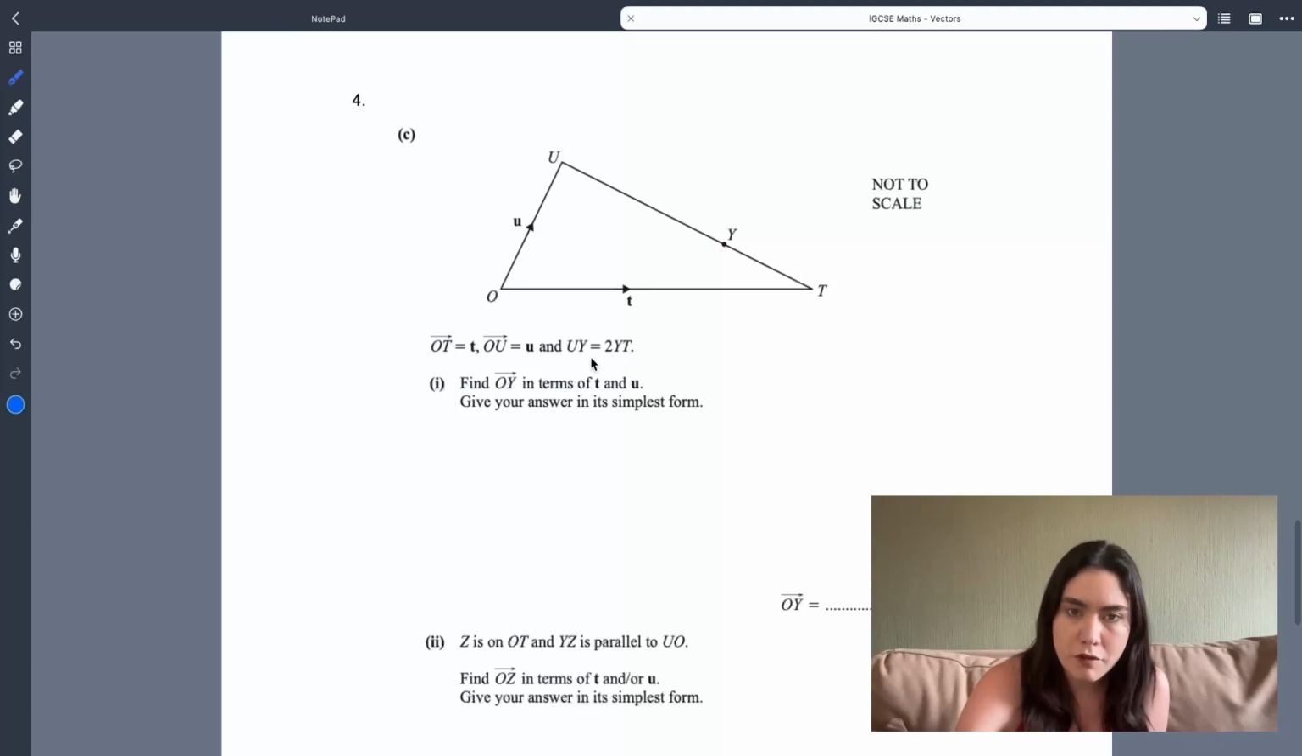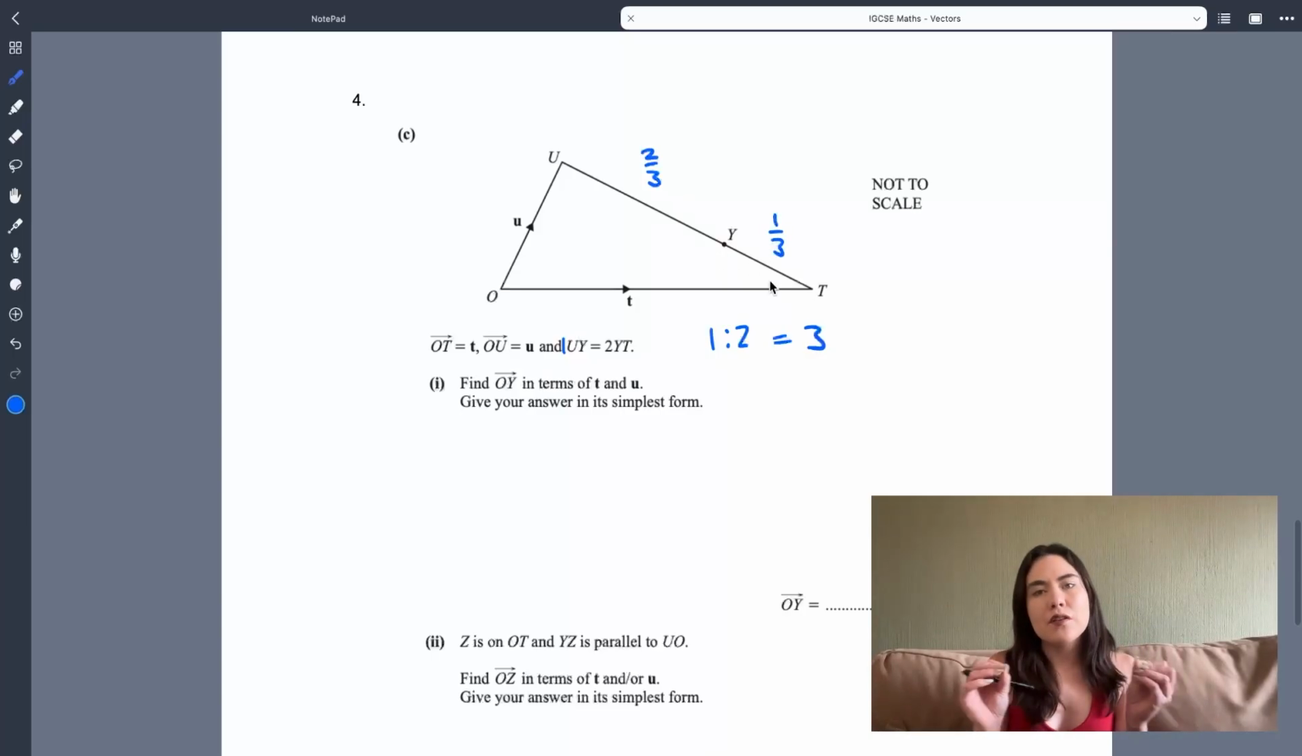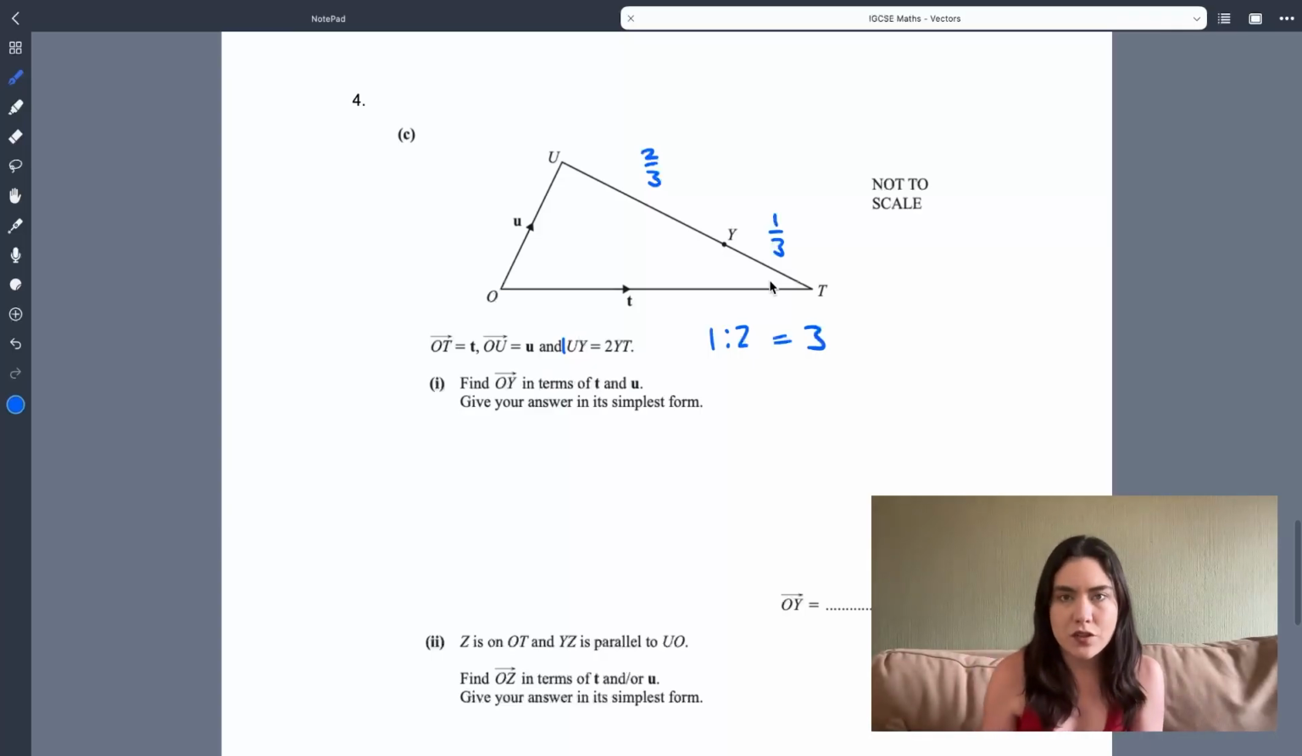Now, this is a ratio, but it's not given in the same way that our other questions have given the ratios. So we basically are going to make our own ratio. If there's no number, it's 1. And then obviously it's 2. So it's 1 to 2. If we add them, we get 3. So basically U to Y is 2/3 and Y to T is 1/3. All right, we've now figured out our diagram. Let's get into the question.